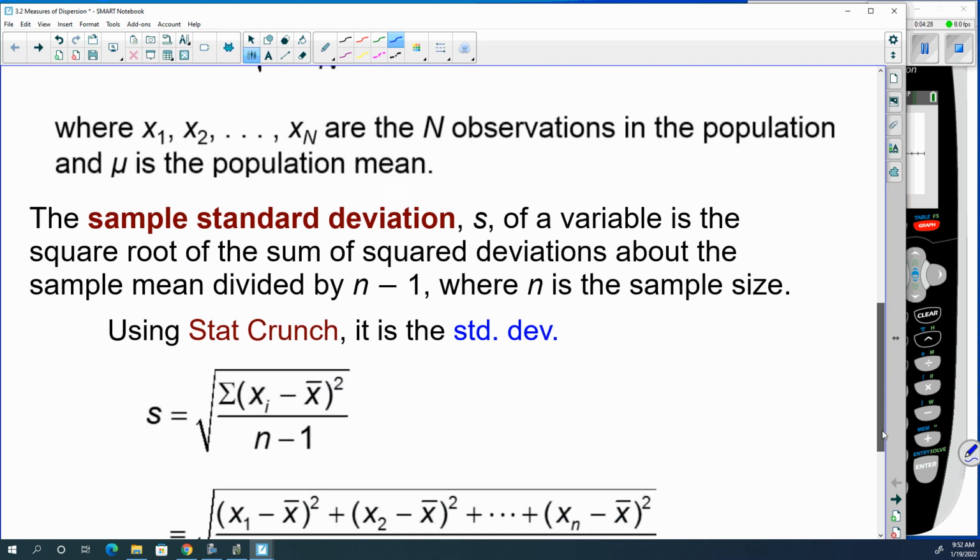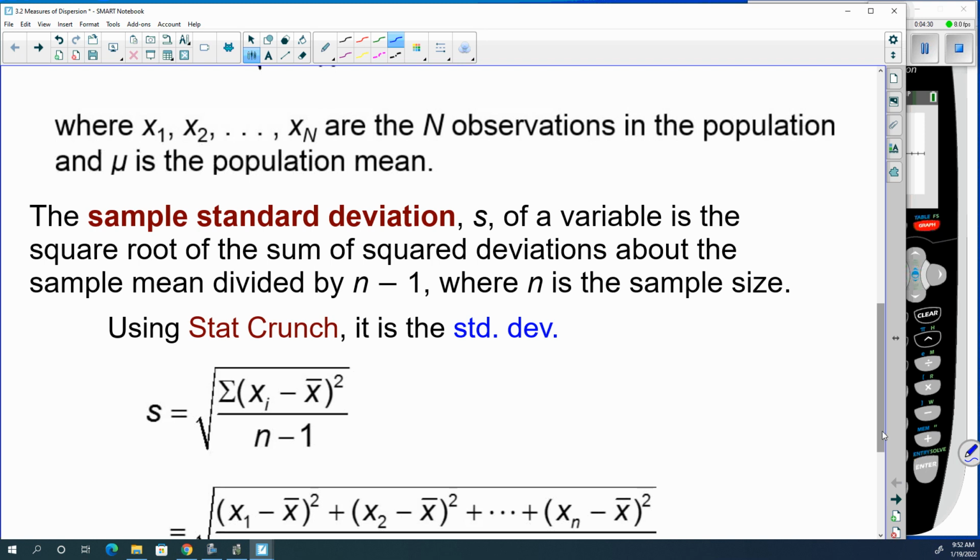Okay, now the sample standard deviation is where you do that same similar stuff, but instead of this symbol here, if it's the sample standard deviation, they're just going to use an S. So you have to know, in my math lab, if it says S equals, they're talking about the sample. So this one is the sample's standard deviation.